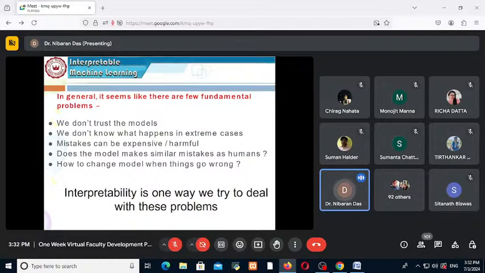We do not trust the model because it might be wrong at any moment. We do not know what happens in extreme cases. Mistakes can be expensive or harmful. Does the model make similar mistakes as humans? This is a very important point. How do we change the model when things go wrong? Interpretability is one way we try to deal with these problems.